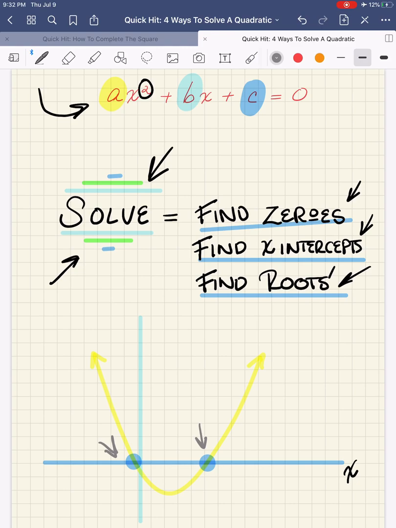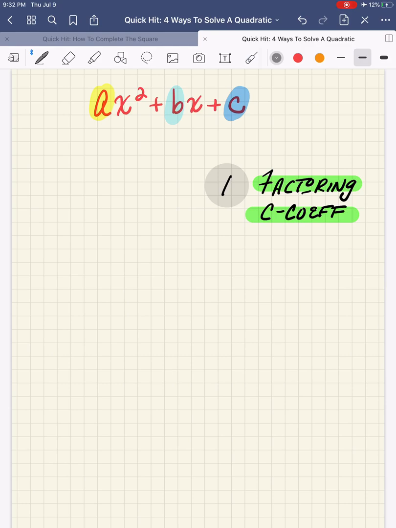Okay, and there's 4 major ways to do that. Let's talk about them. The first way, the easiest way, is factoring the c coefficient. So, again, as a reminder, quadratics are most often written in the standard form where I have 3 crucial coefficients, the a, the b, and the c.